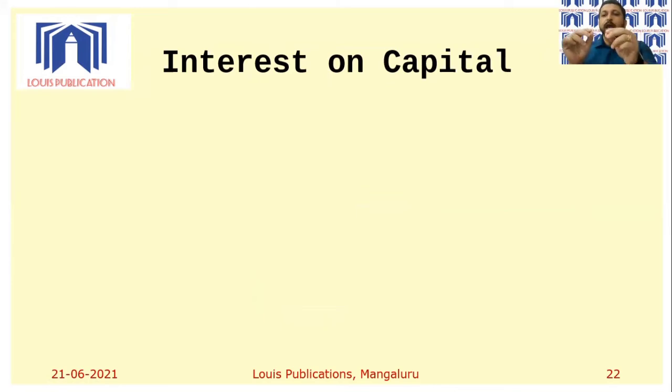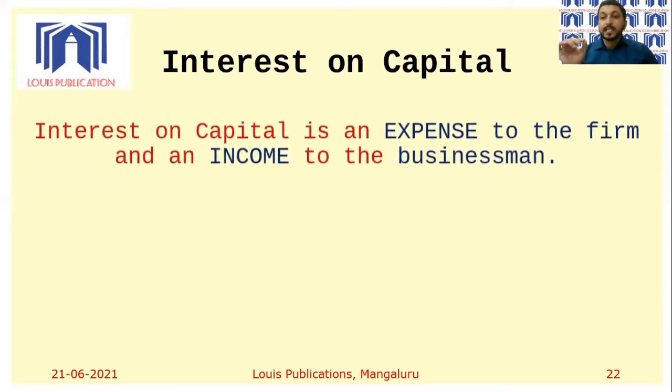Businessman is giving capital to the business. On that capital, the business is supposed to give interest. The business person is contributing capital to the business. On that capital, the business or the firm is supposed to pay interest. So interest on capital is an expense to the firm because interest on capital has to be paid by the firm, whereas it's an income to the businessman. It is an income to the business person. We have to understand this basic point.